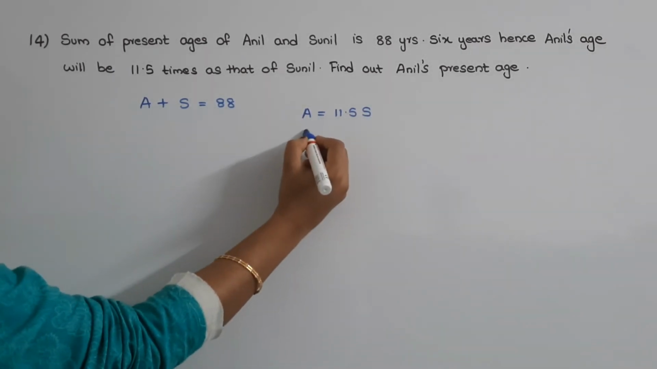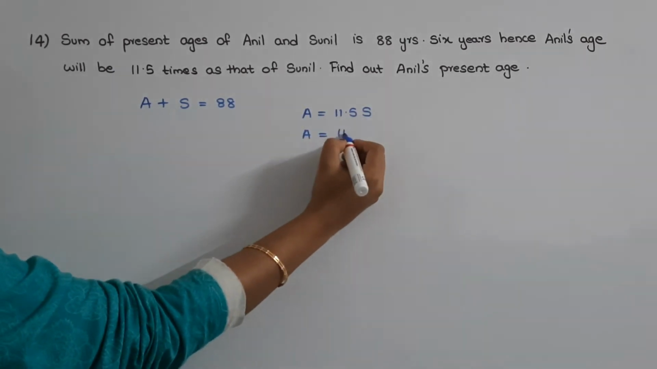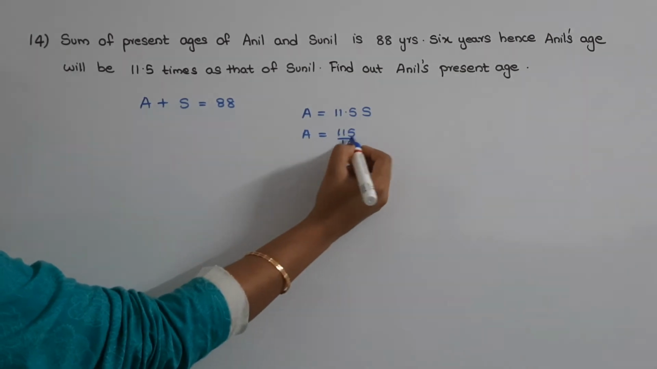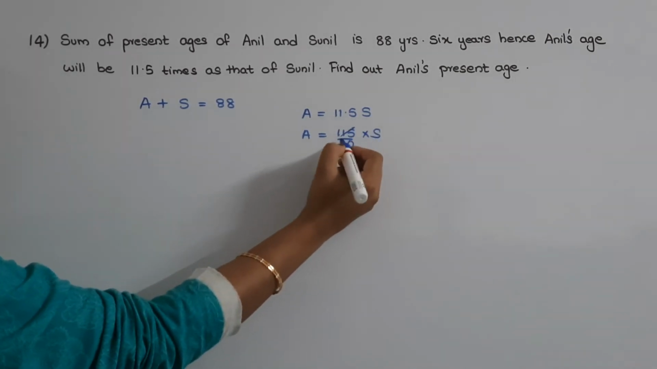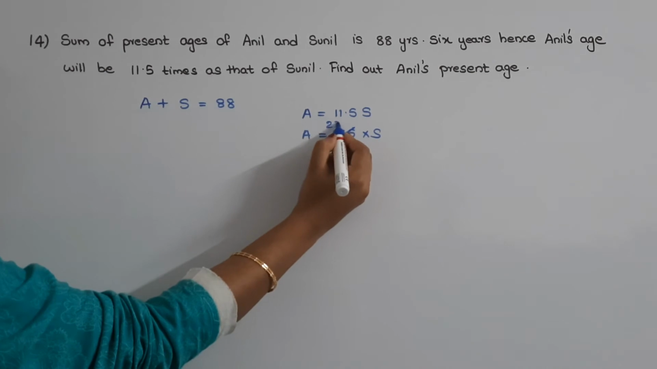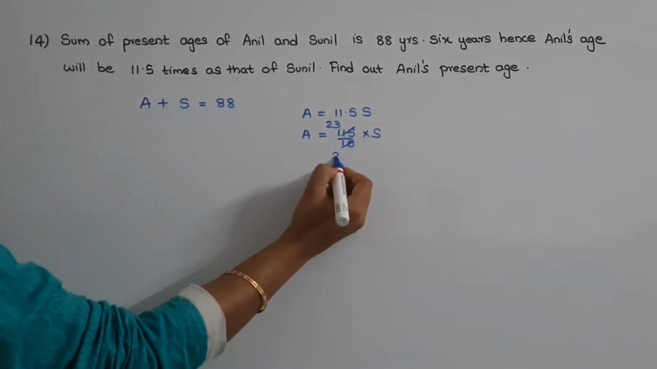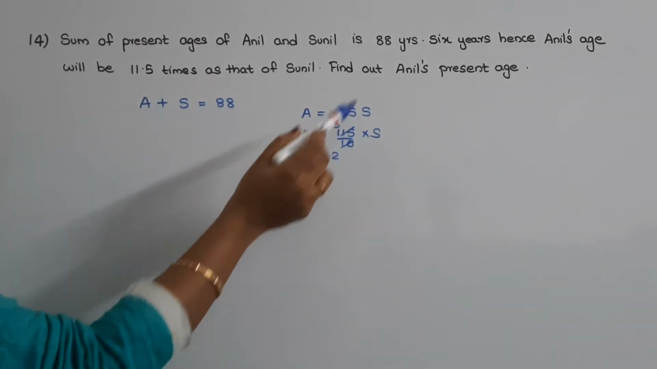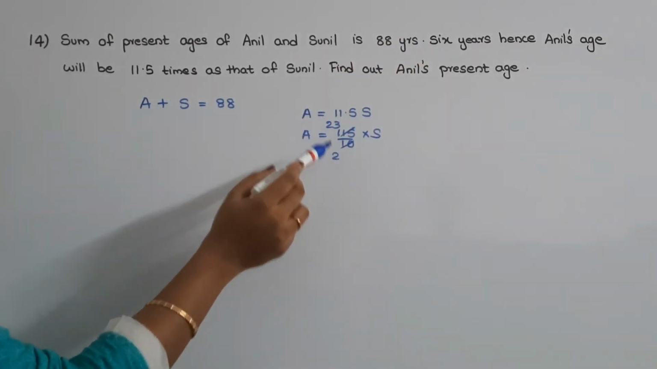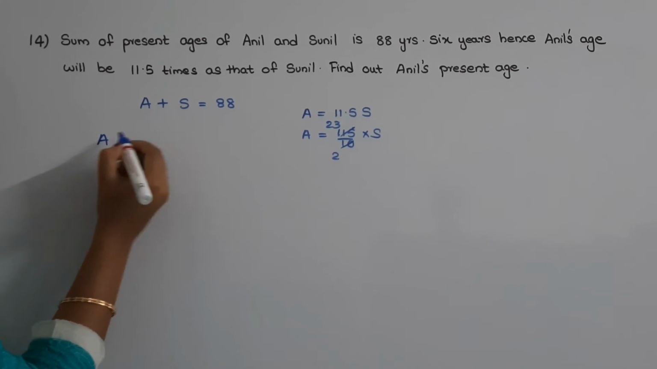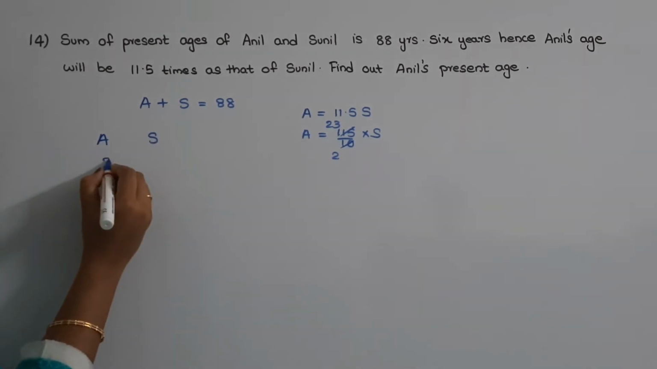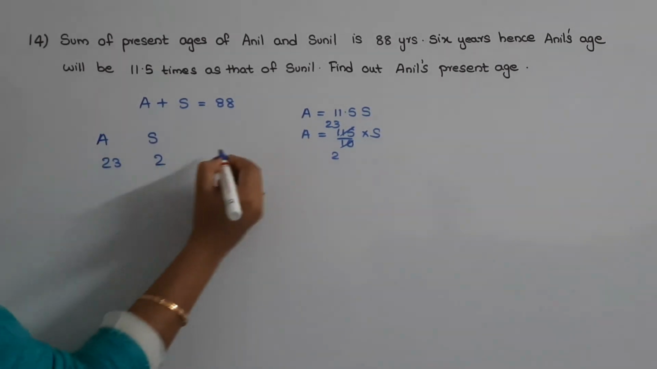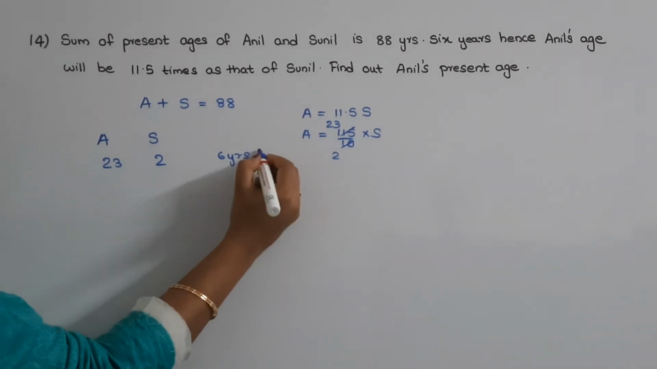Or we can write it as A is equal to 115 by 10 into S. So this will be equal to 23 by 2. Hence, the ratio of the ages of Anil and Sunil 6 years hence will be 23 by 2. So, the ratio of the ages of Anil and Sunil will be 23:2, 6 years hence.